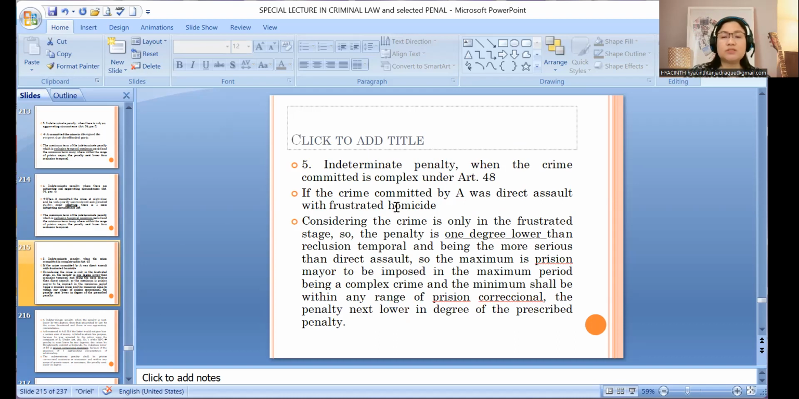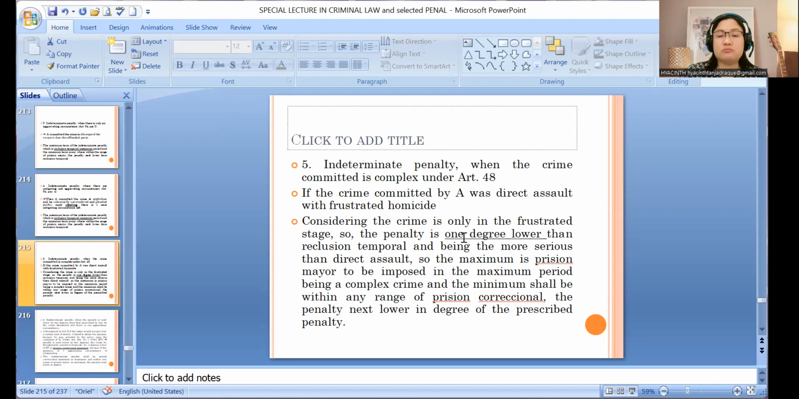consideration. Now, since it is frustrated, from the prescribed penalty of homicide of reclusion temporal, the prescribed penalty of frustrated homicide shall be prisión mayor, one degree lower from reclusion temporal, the prescribed penalty for consummated homicide. So what would be the effect now? What would be the indeterminate penalty to be imposed upon the accused?